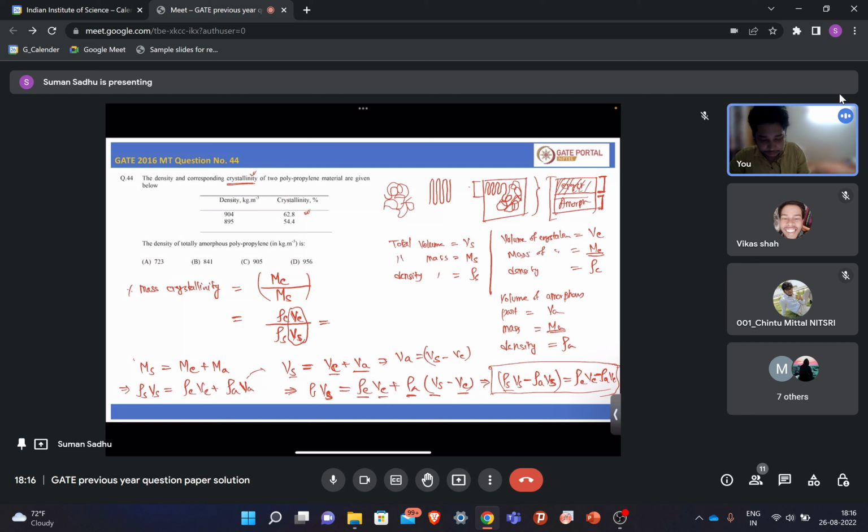So the density of the sample, that is rho S, for one case is given, rho S1 and rho S2 are given. We have to calculate the density of the totally amorphous polypropylene. That is, we have to calculate rho A, right? So now let us write the equations. From this set of data we'll get one equation, and from this set of data we'll get another equation.